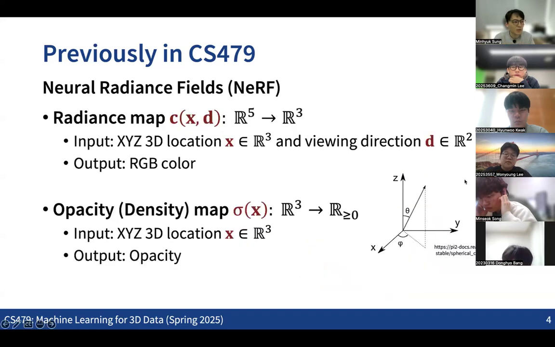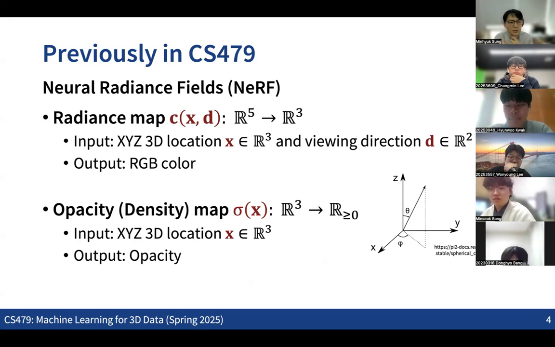Okay? So in the neural radiance field, in short NeRF, we have two implicit representations. The first one is the radiance map, which takes the position and also the view direction information. So we take a 5-dimensional vectorized input, the x, y, z for the position and two dimensions for the view direction, and then predict the RGB color, right? So it is a simple architecture, taking a 5-dimensional vector as input and predicting a 3-dimensional output. And the other one is the opacity map, which takes only the position information and then predicts the opacity.